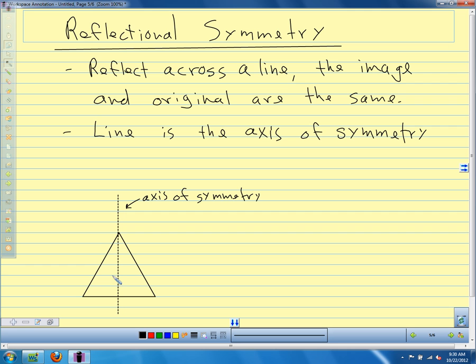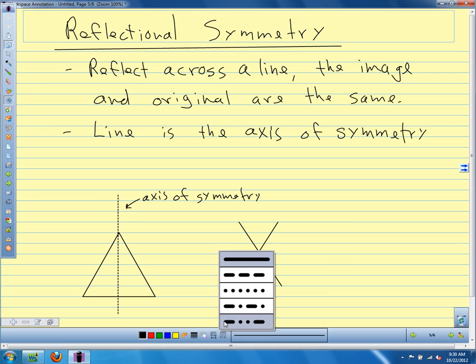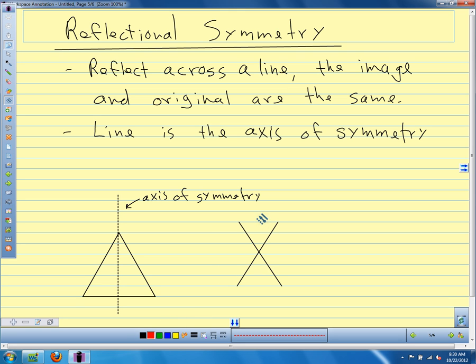If I drew an X here, like so, let me see if I can draw a nice X. So this X would have reflectional symmetry if I made the axis right through the center here, or if I made the axis right here. If I reflect the X across either one of those dotted red lines, it's going to be the same. So this would have reflectional symmetry.